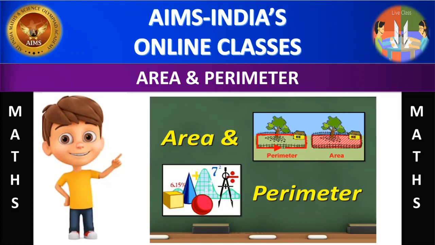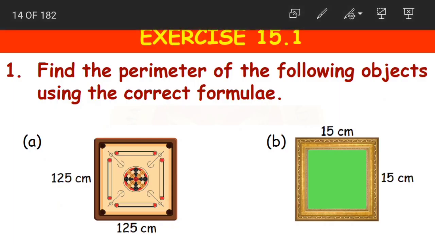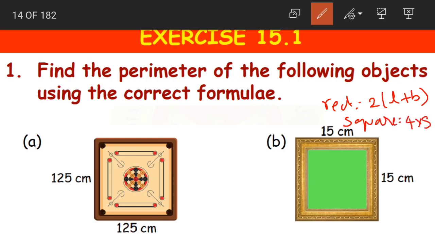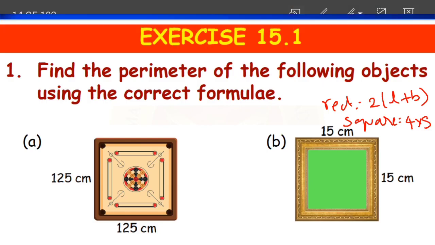So in the previous class we have learned the formulas to find out the perimeter of a square and a rectangle. See, what was the formula for perimeter of a rectangle? It was 2 into (L plus B), that is length plus breadth, and to find out the perimeter of a square the formula was 4 into S. Now on the same formulas, let us solve some exercises.